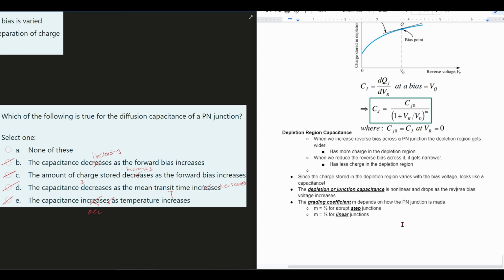The depletion or junction capacitance is nonlinear, and it'll drop as the reverse bias voltage increases. The grading coefficient m depends on how the p-n junction is made. So we have m is equal to 1/2 for abrupt step junctions and m is equal to 1/3 for linear junctions. And that's really it for covering this topic of which of the following is true for the diffusion capacitance of a p-n junction.